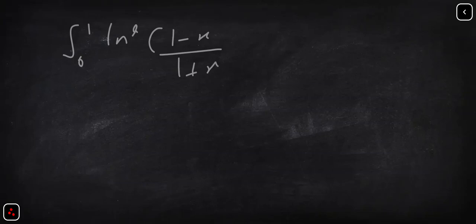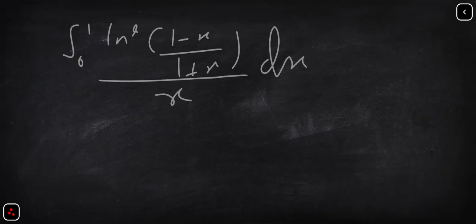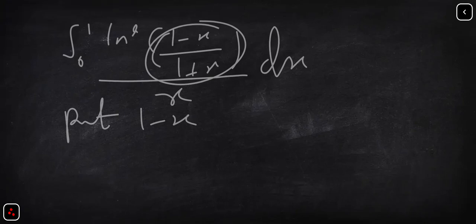Okay, so let's move on to the problem. The integral is from 0 to 1 of the natural log raised to the power of a of (1 minus x over 1 plus x), then everything over x dx. So I'm going to make a substitution here to make the problem simpler and easier. What substitution am I going to take here? I'm just going to put 1 minus x over 1 plus x to be y.